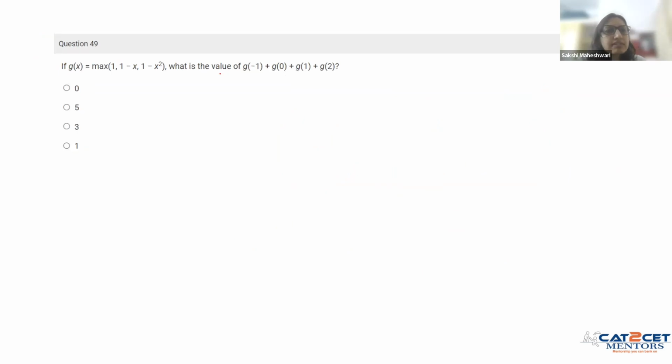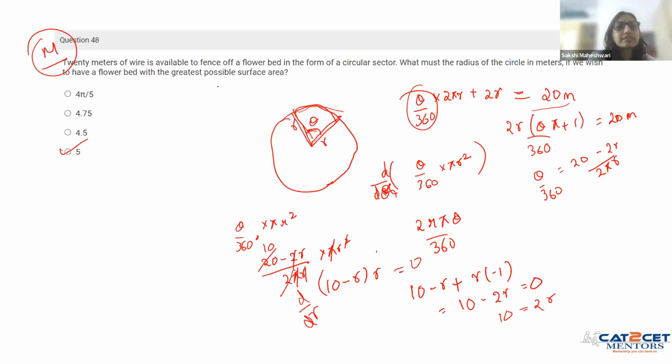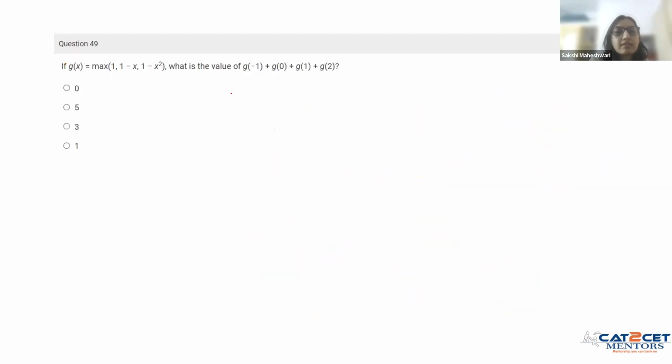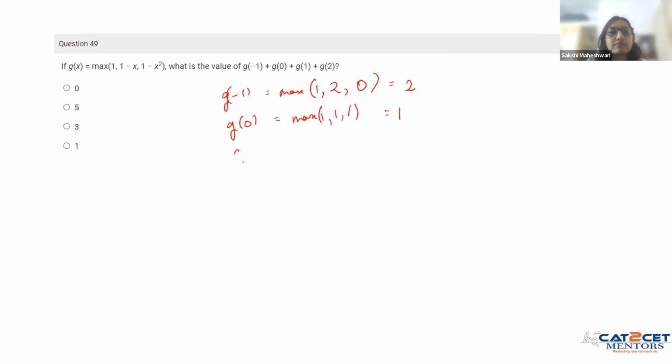Now this is simple. You just need to find g of minus 1, which will be max of 1 minus minus 1, that is 2, and 1 minus 1, that is 0. So this is 2. G of 0 will be max of 1, 1, 1. This gives you 1. So this is simple. Are you getting this?